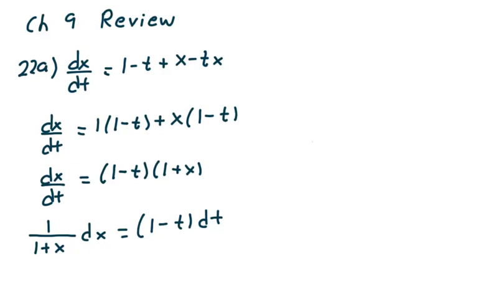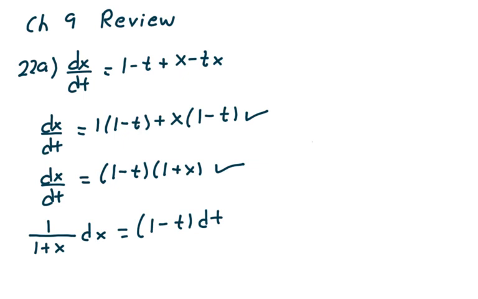This is a video from the Chapter 9 review. We're going to look at 22a. Suppose we're given dx/dt is equal to 1 minus t plus x minus tx. So we're going to factor the right side of this differential equation by grouping. And so what we can say is that dx/dt is equal to 1 times (1 minus t) plus x times (1 minus t). So dx/dt is (1 minus t) times (1 plus x).